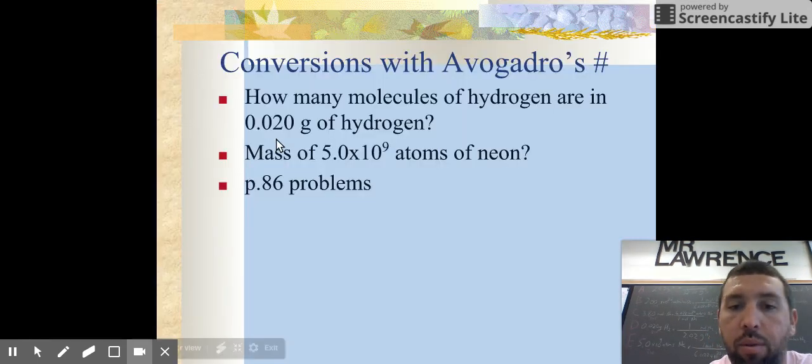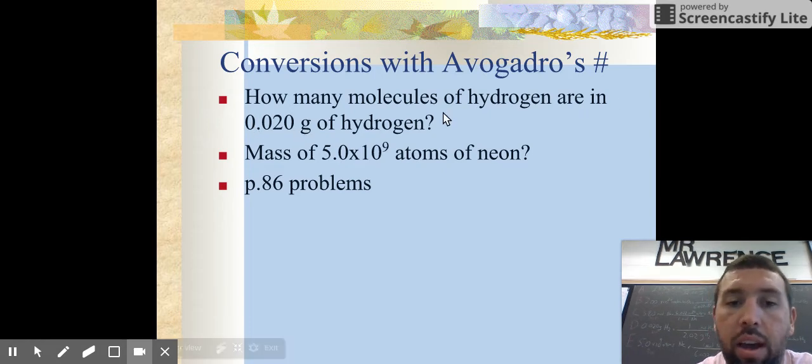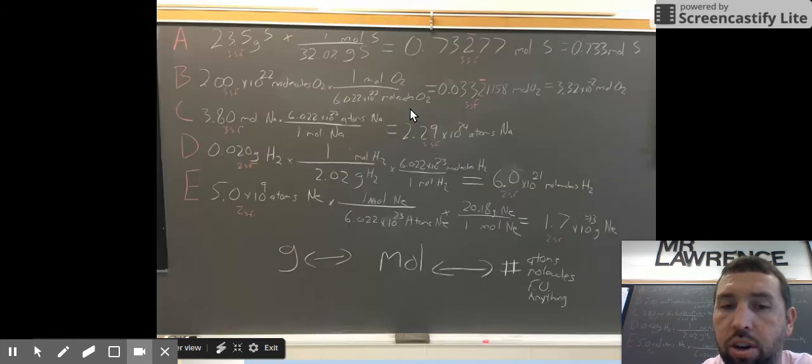All right, let's look at 2 more problems. How do we set them up? Here's a problem where I have to have 2 conversion factors. How many molecules of hydrogen are in 0.020 grams of hydrogen? So again, step 1, I write down what's given. 0.02 grams of hydrogen. Again, hydrogen is one of the 7 diatomics, so I have to write it as H2. And then now I do step 2. I follow my units. Grams of H2, grams of H2.